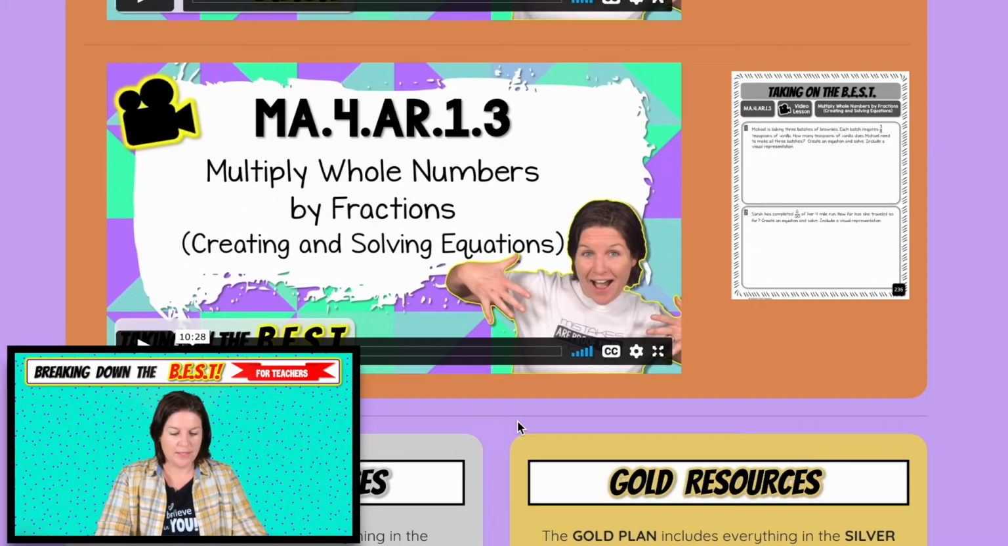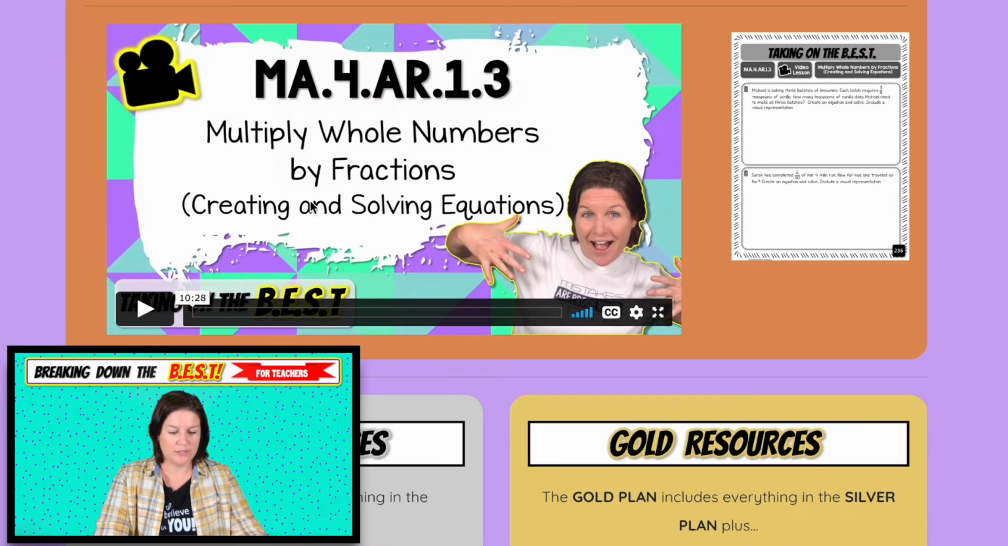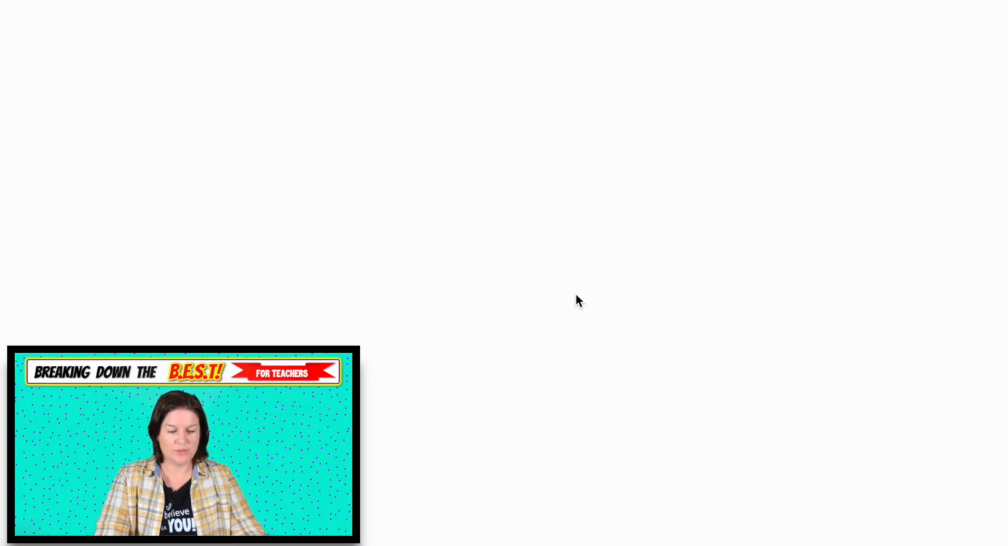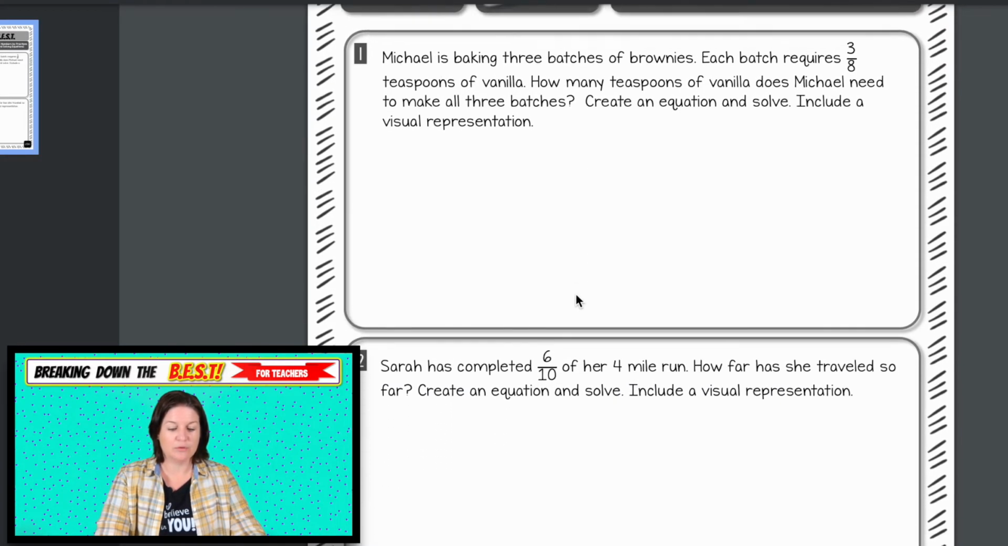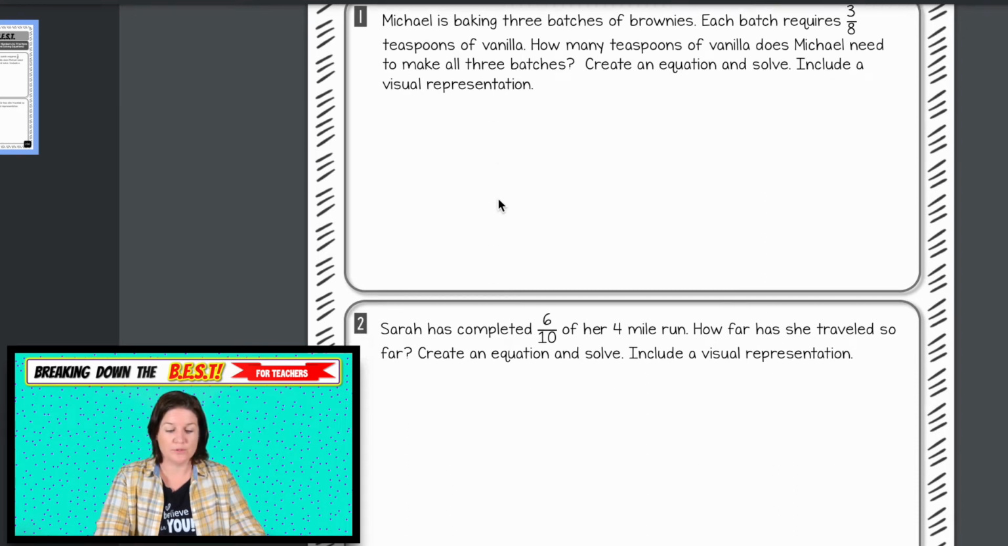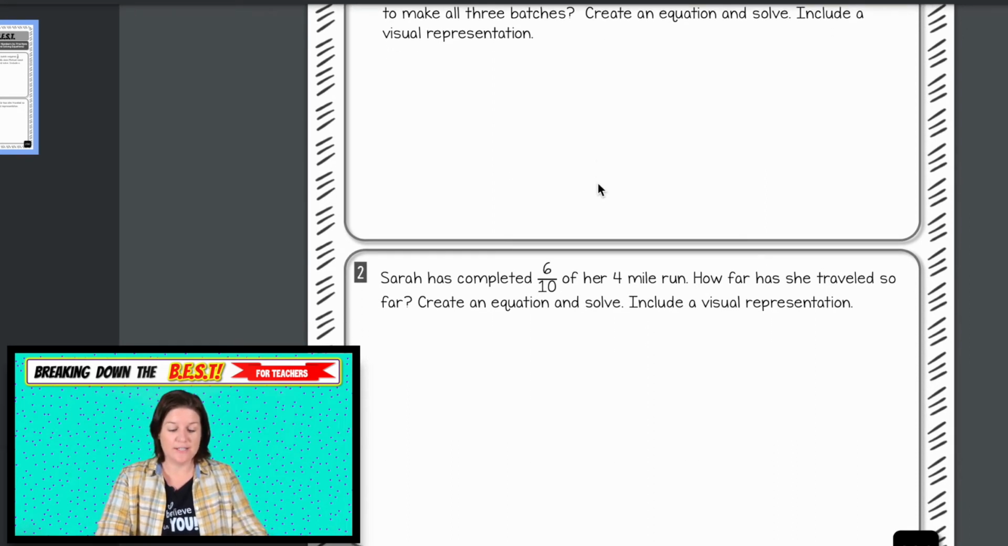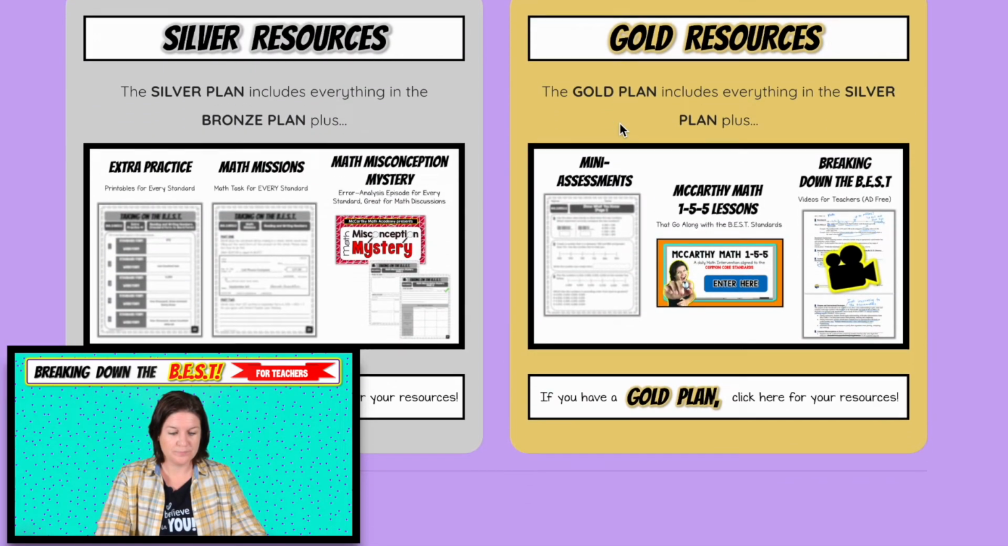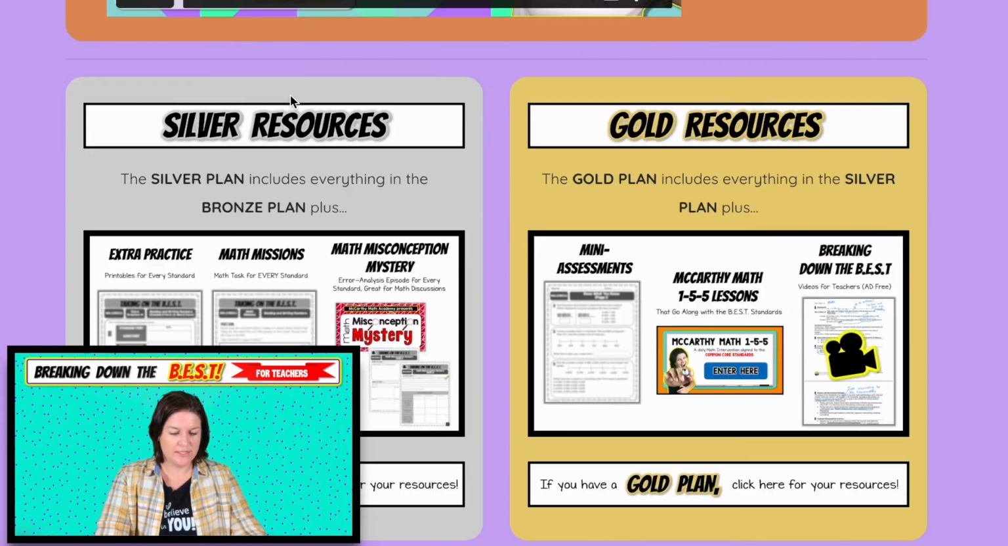So those are fun. Then this is where we are creating and solving equations. Here we are given the problem, but we need to create equations and solve and include a visual model. So it's very intentional in taking on the best. If it says in the standard we need to have visuals, we're going to have visuals in the videos too. Okay, those are your bronze resources.